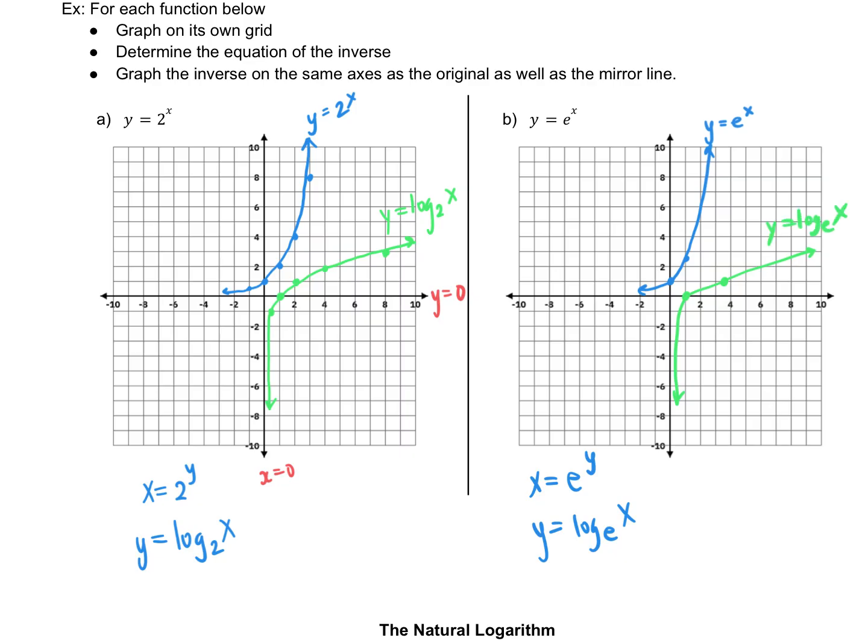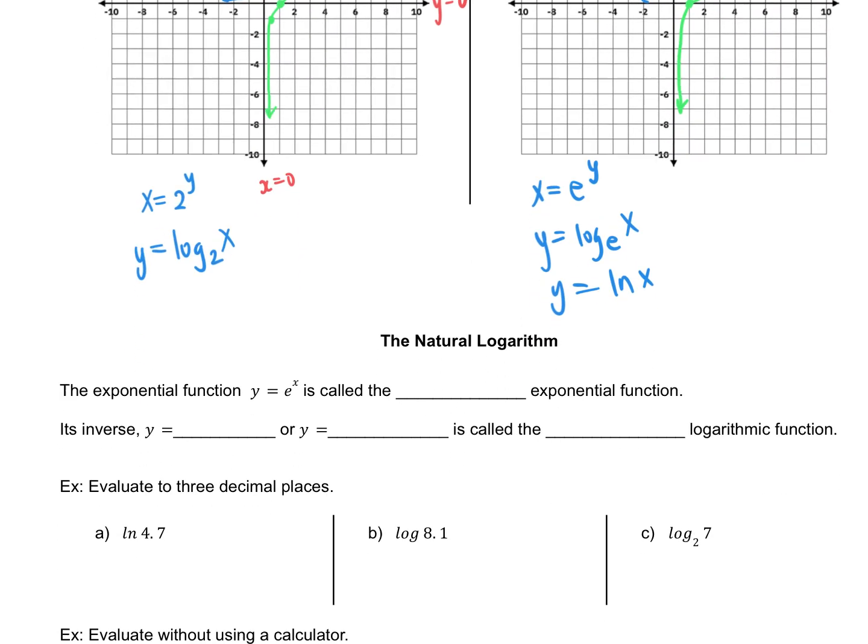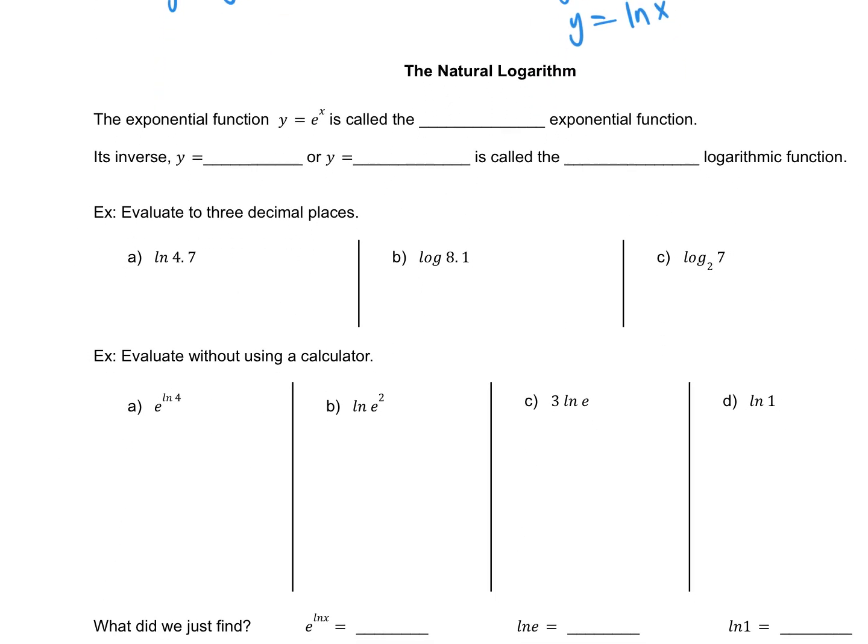And what we just graphed here, log base e of x, is actually the natural logarithm. So the inverse of e to the power of x is the natural logarithm where e is the base. And instead of writing log base e, we can actually write ln x. And there we are. So let's take a closer look at the natural logarithm.